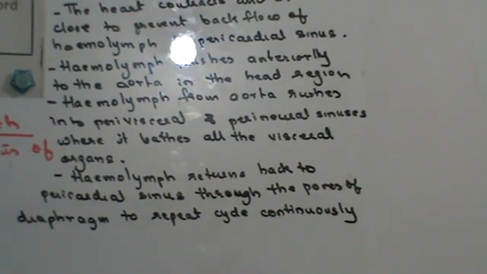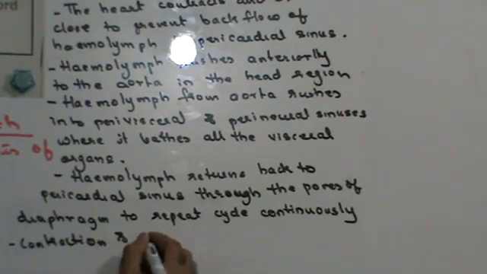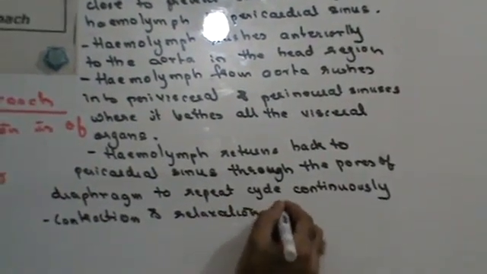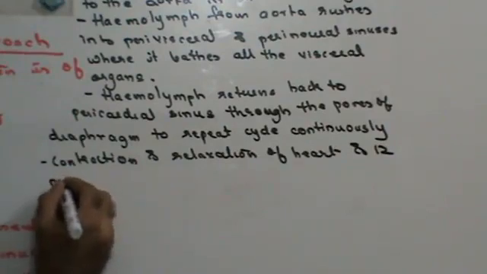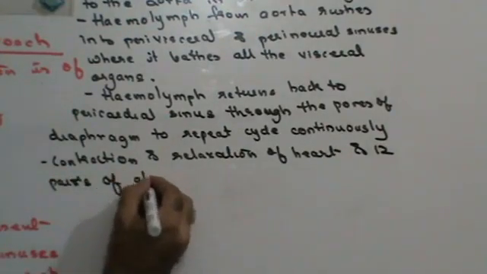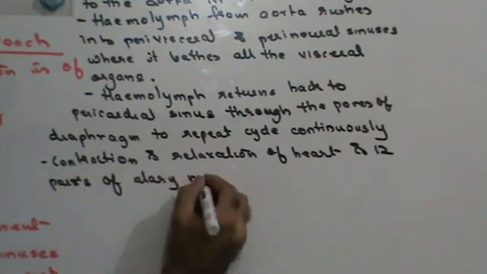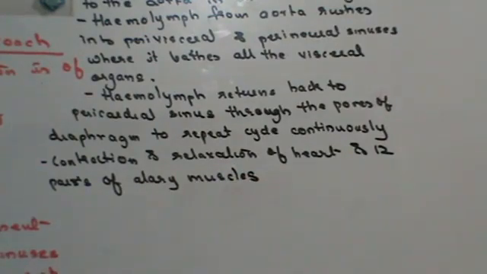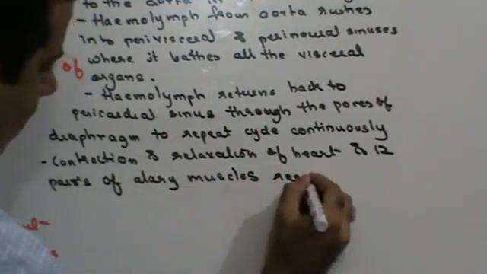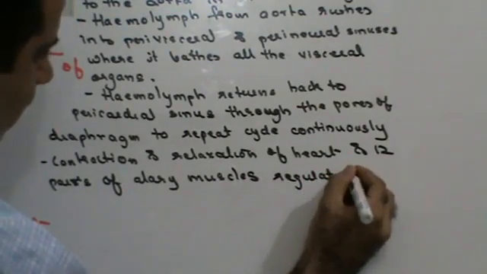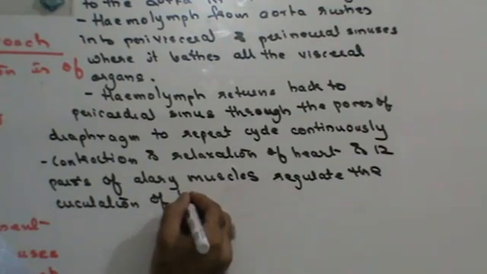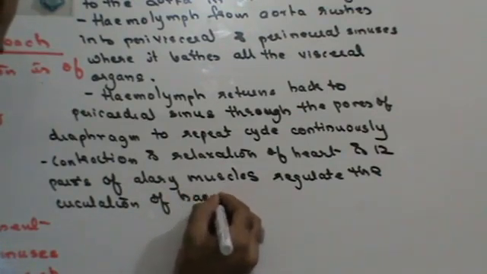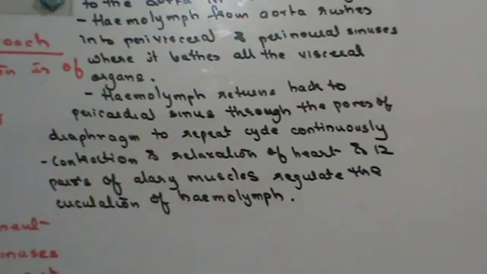Contraction and relaxation of the heart, and 12 pairs of alary muscles regulate the circulation of hemolymph.